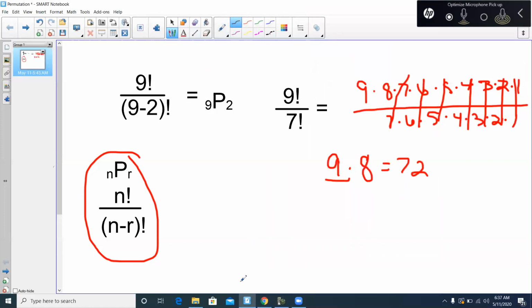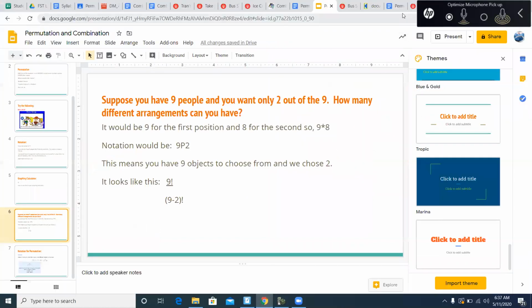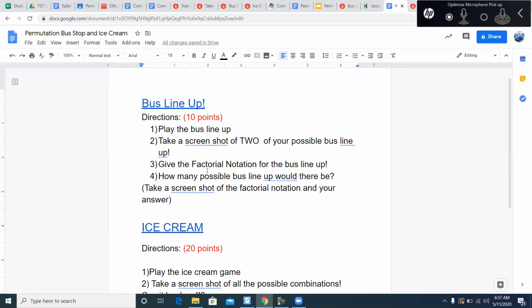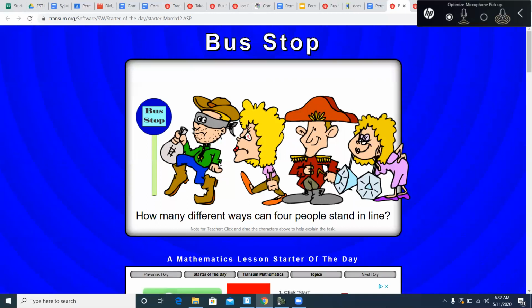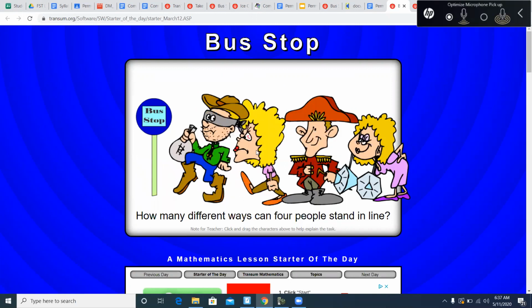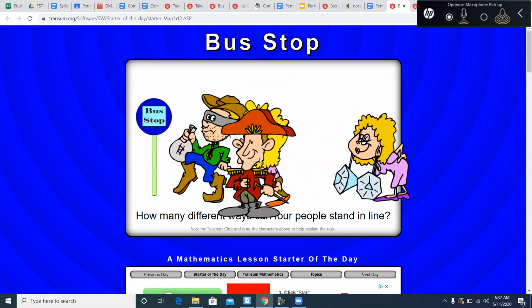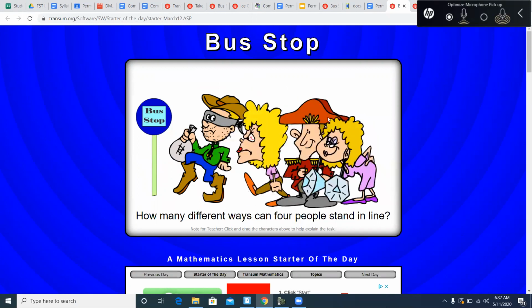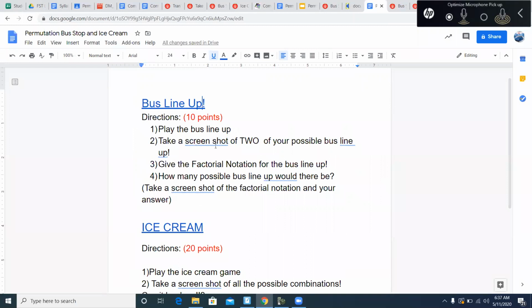Back here on the homework, you're going to do what's called a bus lineup. How many different ways can 4 people stand in line? You're going to be able to move these people around. I want you to give me at least 2 different bus lineups. If you can do more than that, that'd be fantastic. I said take a screenshot of 2. Give the factorial notation for the bus lineup. What would be our factorial notation for that? How many possible bus lineups would there be? So actually figure it out, and then take a screenshot of the factorial notation and your answer.